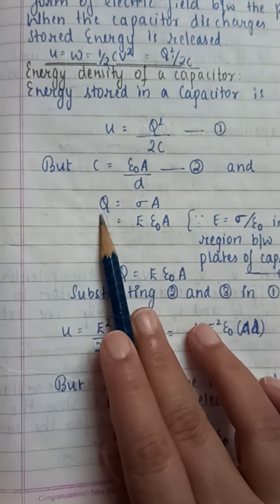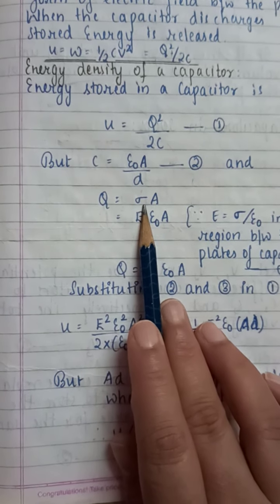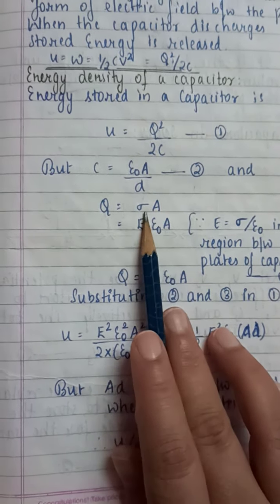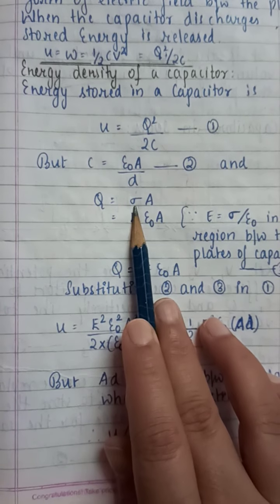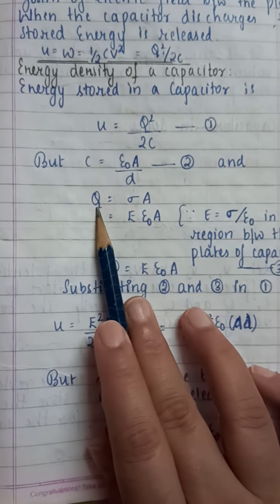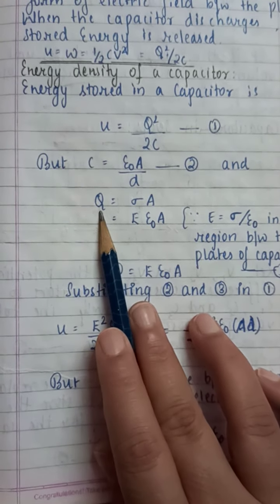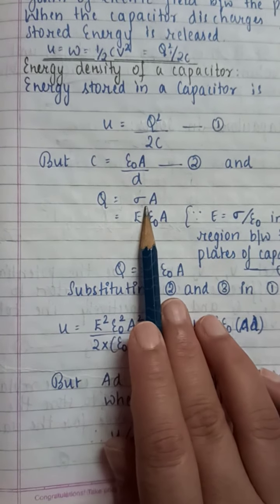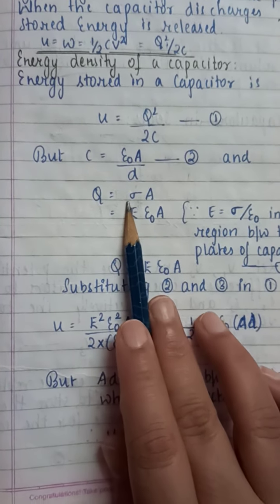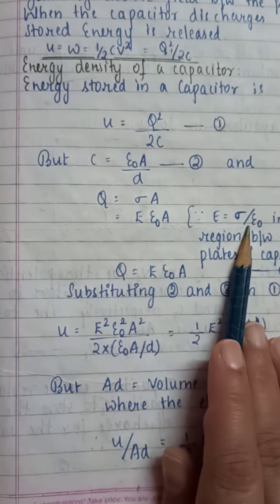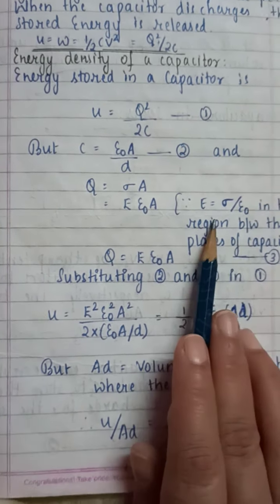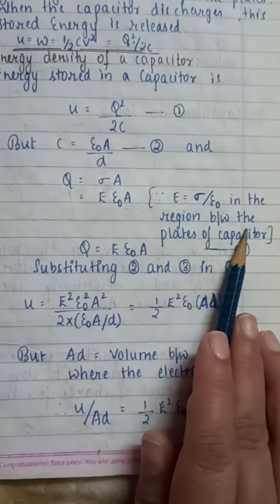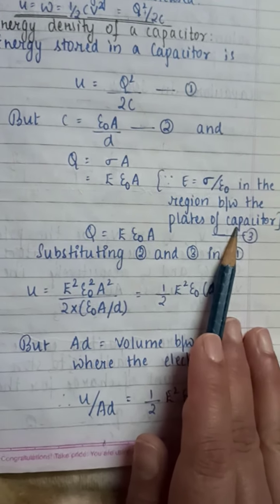Now charge equals surface charge density into area. That formula you know, surface charge density is equal to charge by area. From that formula you get this expression. Now sigma is how much? E epsilon naught in the region between the plates of the capacitor.